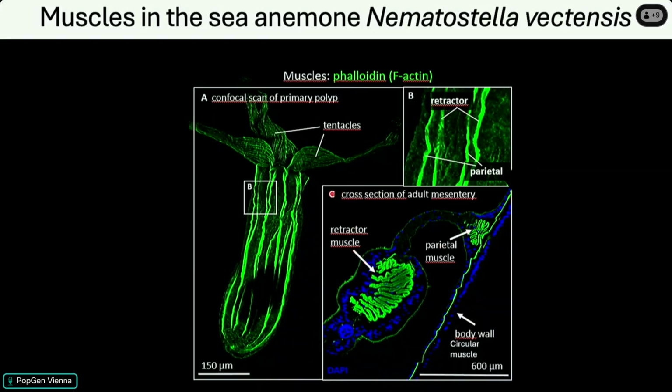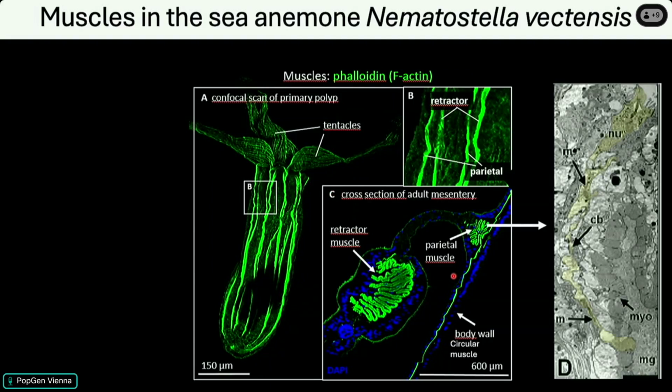They're called retractor muscles because if they contract longitudinally, they pull in all the tentacles and the pharynx. So it's a reaction that they need for escape, as an escape reaction. And here you see these circular muscles, which are thinner, which are responsible for the peristalsis. But the muscles that we see here in green, what is highlighted in green is phalloidin staining for the F-actin part, which is only the basal part of the cell.